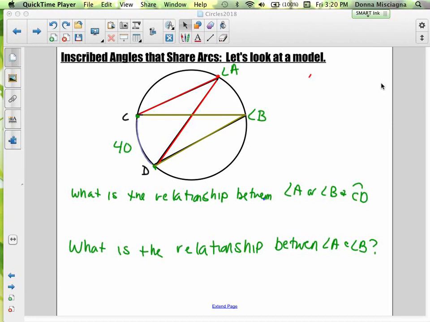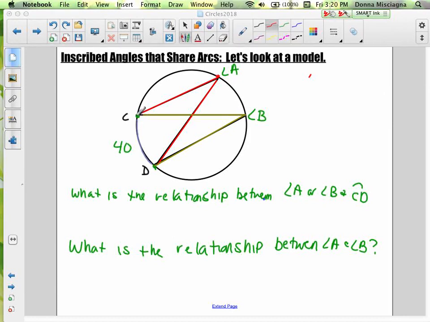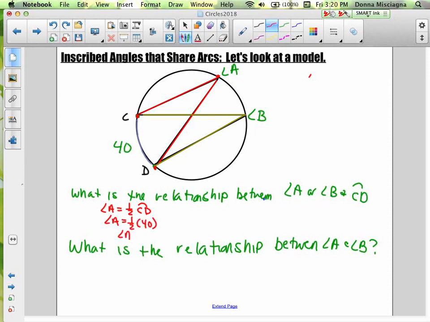All right, so let's look at angle A. Angle A is the red angle. Here are the endpoints of that angle, and the intercepted arc is between those two points, arc CD. That's an inscribed angle because the vertex is on the circle. So that means angle A is half of arc CD. Since arc CD is 40 degrees, angle A is 20 degrees.